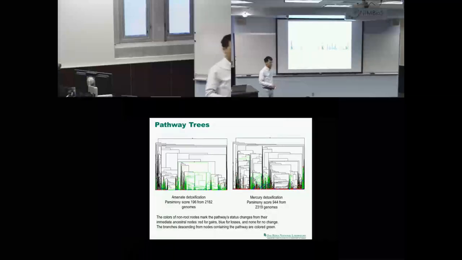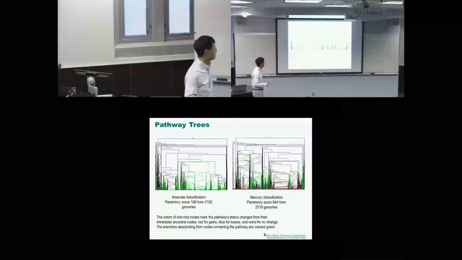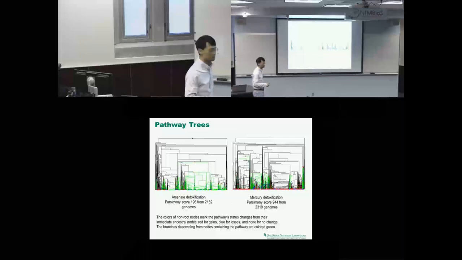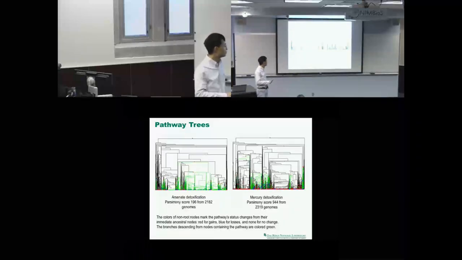So by making this parsimonial assumption, we can actually reconstruct the ancestral metabolic capability of these different phyla. To quantify that, we can use something called a parsimonial score. That's simply the number of total gain and loss events in the evolutionary history. And here, we identified this from 2000 genomes.